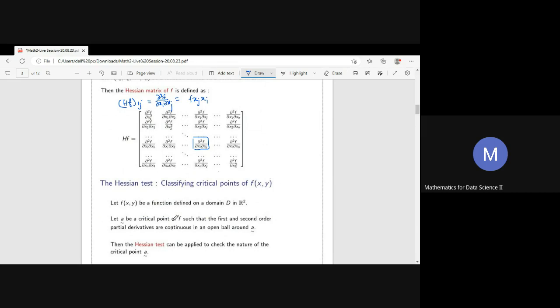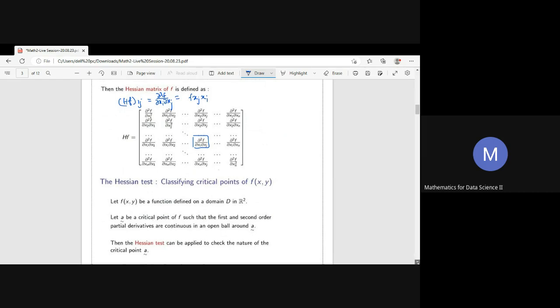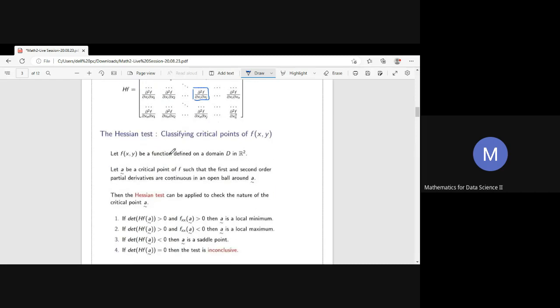For a function of two variables, you consider a critical point of f, and then you consider this matrix. The matrix looks like this: fxx, fyx, fxy, and fyy. Actually, you see that these two are the same because of the assumption we have here.